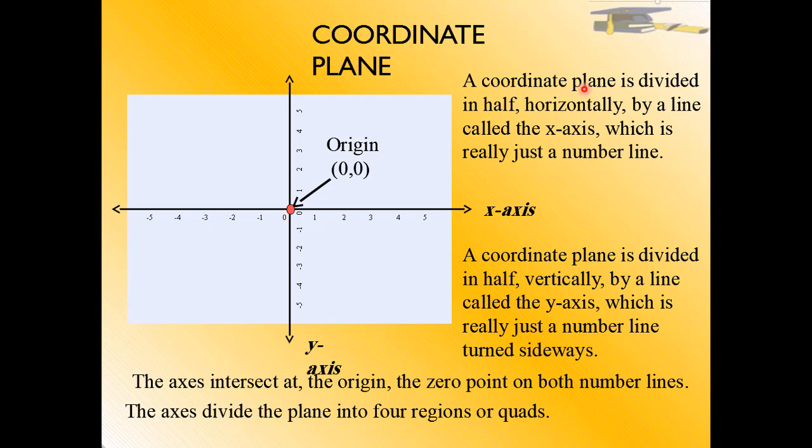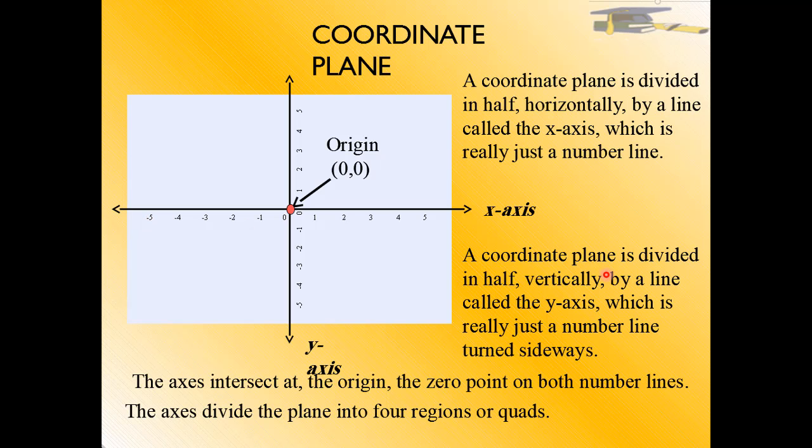A coordinate plane is divided in half horizontally. Usually these lines intersect at the half of each, right? By a line called the x-axis, which is really just a number line. So we know about number lines. We know how to write them. We start from 0, 1, 2, 3, 4, 5, etc., until infinity, of course. And now we'll introduce another form of numbers, which is negative. So we have 0 and negative 1, negative 2, negative 3, etc.